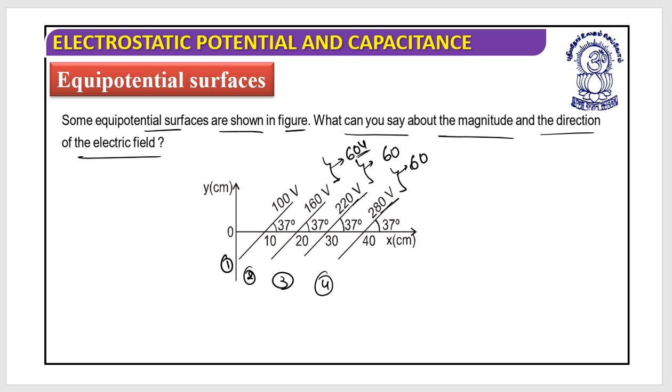Now you need to find out the magnitude and direction of the field. Do you know the direction of electric field? The direction of electric field is always towards the decreasing potential. If I assume it's 160, it's 100, then if I make a line, this must be the direction of electric field. One more observation: the direction of electric field must be perpendicular to the equipotential surface. So this should be the direction.